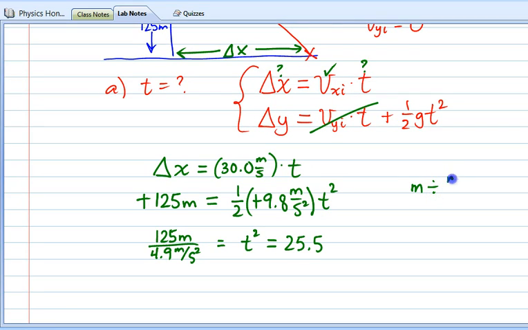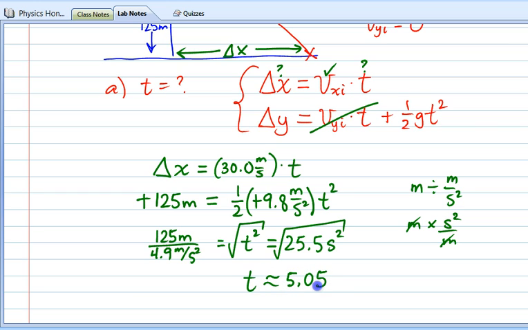meters divided by meters per second squared is the same thing as meters times seconds squared per meter. Guess what? We have seconds squared. And to solve that for t, take the square root. So t is about 5.05 seconds. Okay, so that is the first part, finding the time.